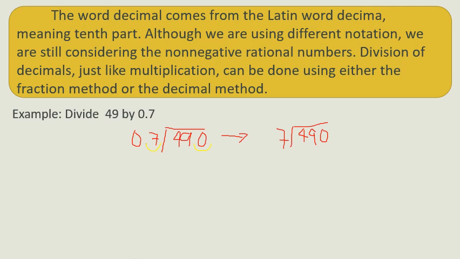Ngayon, if we are going to solve this, sa 4 hindi pwedeng i-divide sa 7. So, sa 49, we have 7. 7 times 7 is 49. 49 minus 49 is 0. Bring down 0. 0 divided by 7 is 0. 0 times 7 is 0. 0 minus 0 is 0. Walang remainder. So, ang answer po natin dito is 70.